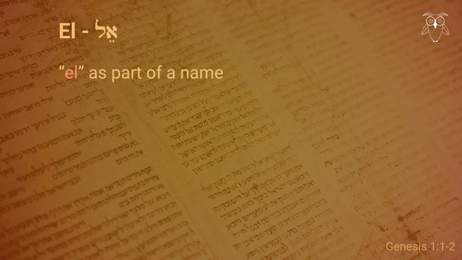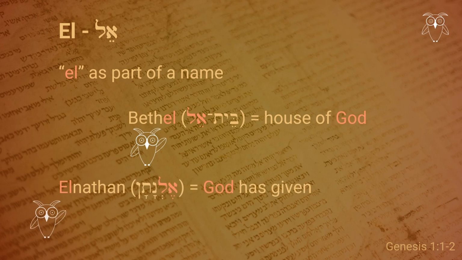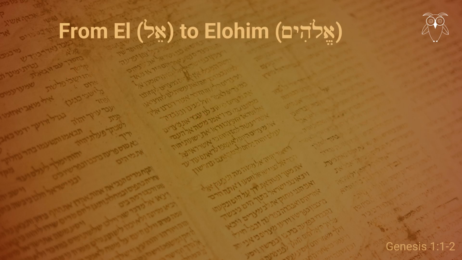Also, often when you see a name with the first or the last syllable being El, that El part often refers to God. For example, Bethel means house of El or house of God, and the name Elnathan means El has given or God has given. So how do we get from El to Elohim?